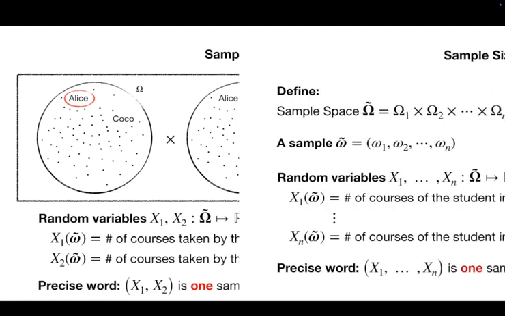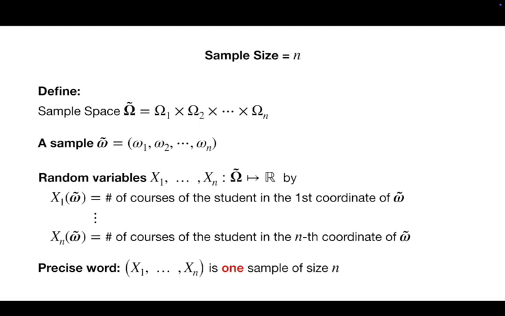This idea applies when the sample size is any arbitrary n. We just take n copies of the original sample space. You can pause here for the details. And this is the answer to our question.